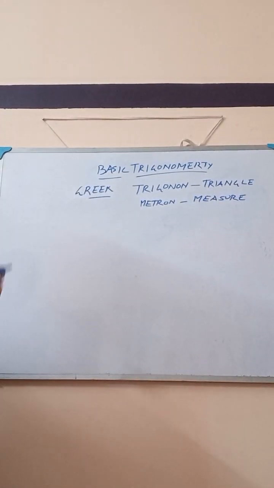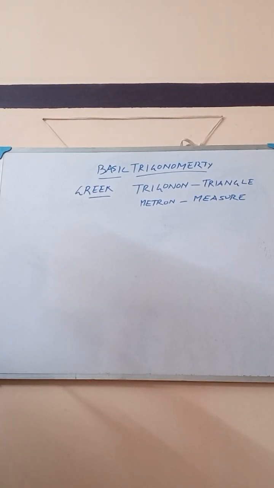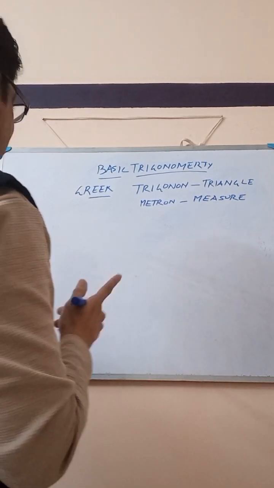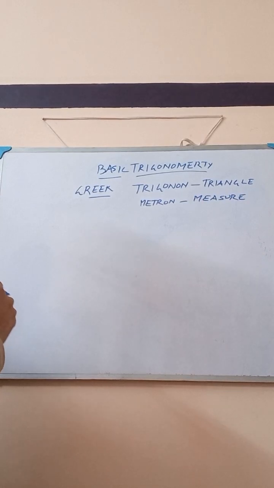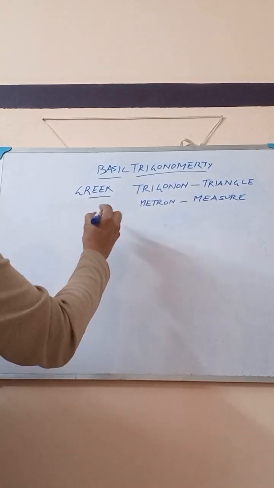Now, trigonometry is basically a branch of mathematics which is concerned with relationships between angles and the ratio of lengths. Now, let us draw a right angle triangle.